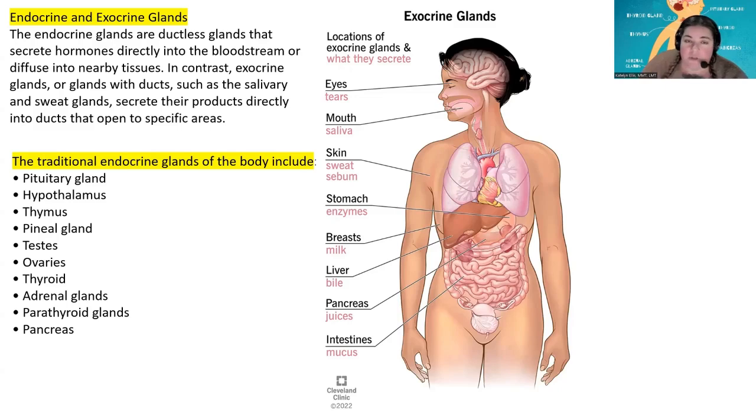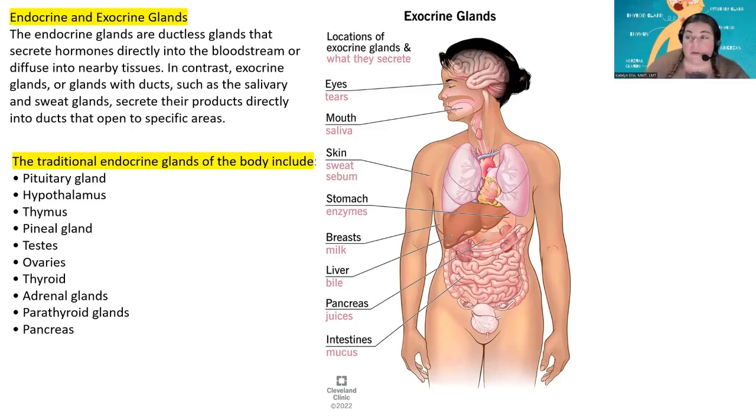So just to go over them real quick, your eyes have tears with tear ducts. Your mouth has salivary glands that produce saliva. Your skin has sweat and sebum. Your stomach has enzymes. The breasts create milk. All right. The liver has bile. The intestines provide mucus. There's a mucosal lining in your intestines. And the pancreas, it makes me giggle. They just put out juices.